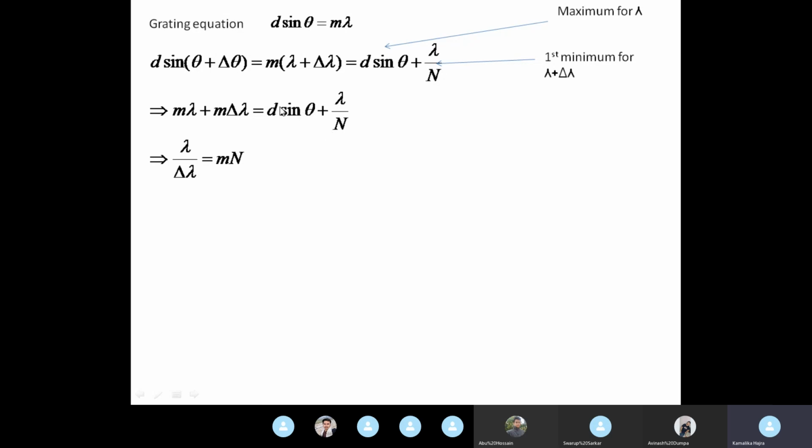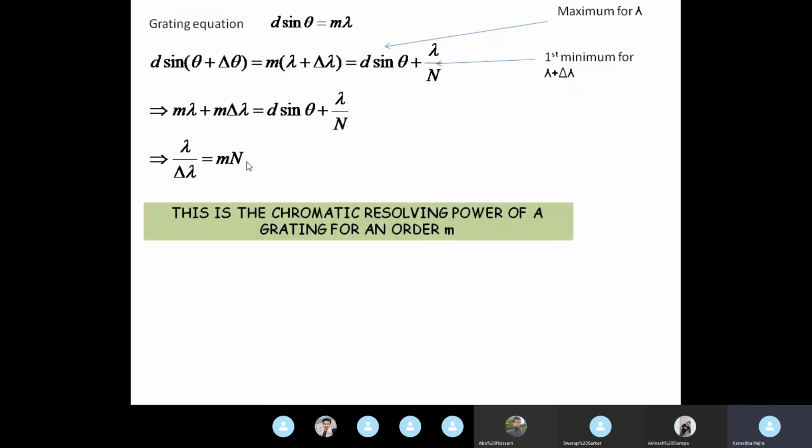But we know that d sin θ = mλ from the grating equation. So what remains is λ/δλ = mN. So this is the chromatic resolving power of a grating for a given order m. You can be given very, very small 1 mark, 2 mark problems from this portion.